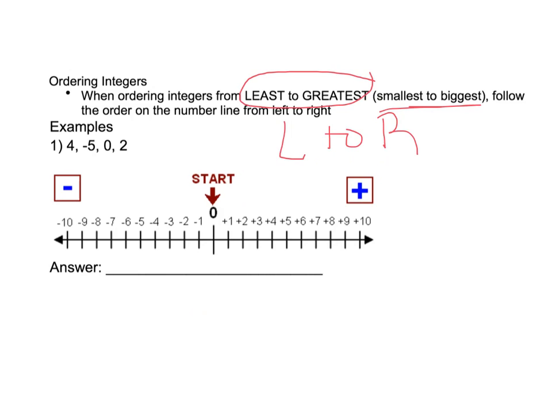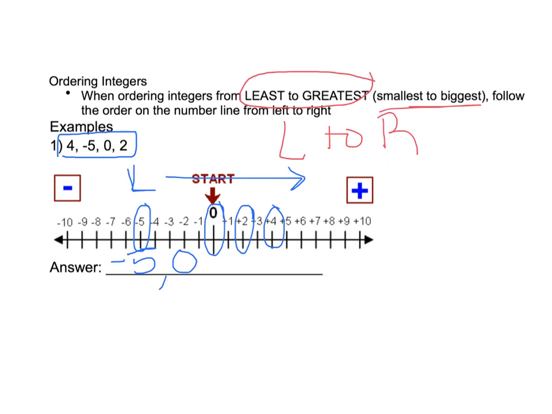So our first example, we have 4, -5, 0, and 2. I'm going to find all of these on the number line. So +4, -5, 0, and 2. And since I'm going from the smallest to the largest, I'm going to start at the left and work my way up. So that means my smallest is -5, followed by 0, 2, and then 4.